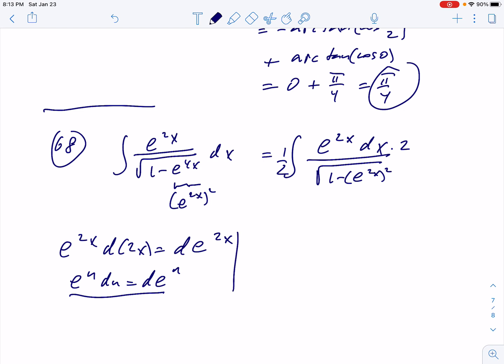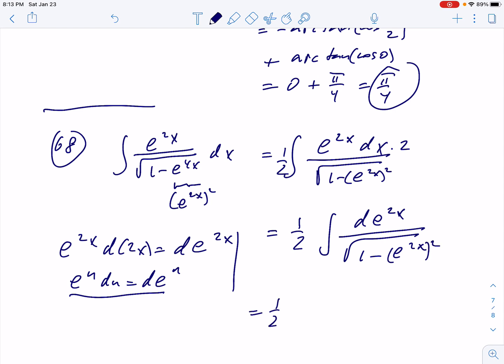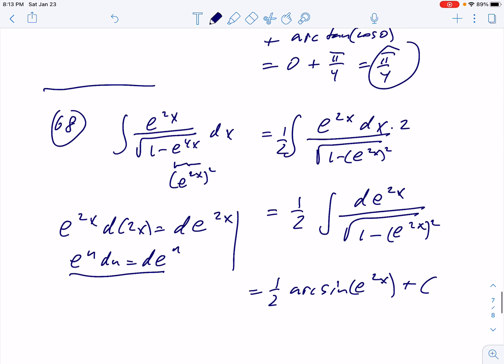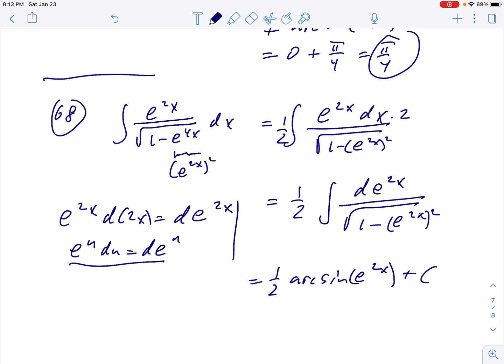Continuing with my integral. So this will be now 1/2 integral d exponential 2x over root 1 minus exponential 2x all this squared, and that's arc sine exponential 2x, and plus c and nothing else. No new letters and no returning to old variable. By the way, if you go with the substitution u equals 2x and work the integral, which you can do for practice, then you have to return to x. That's important.